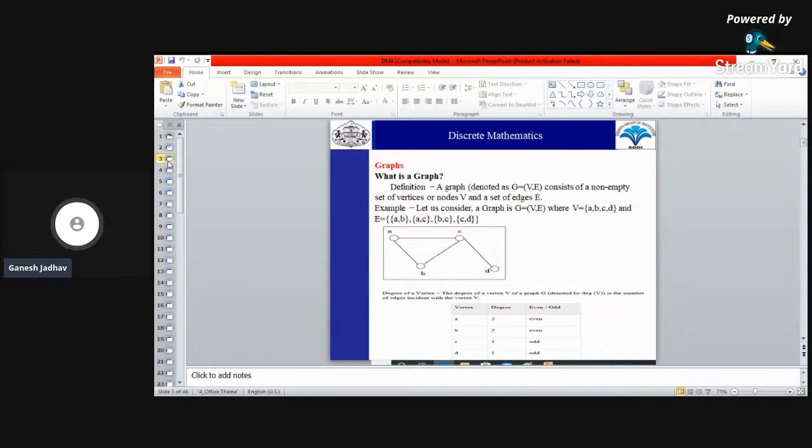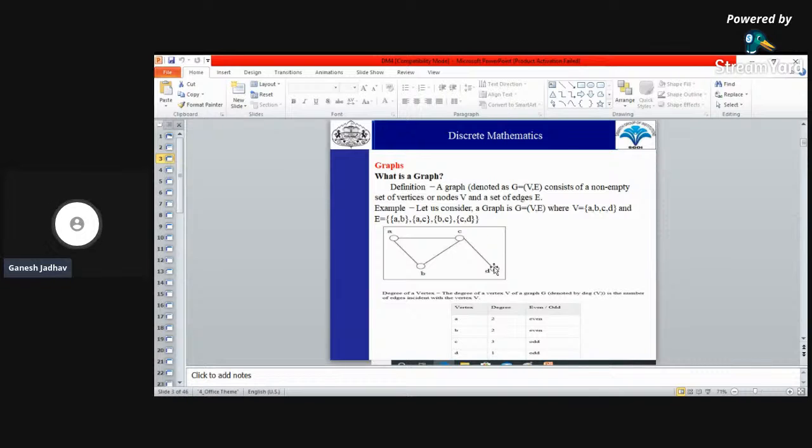So what is a graph? A graph is denoted as G equals (V, E). A graph consists of vertices and edges. This circle is a vertex, and these lines are the edges. A set of vertices or nodes: A, B, C, D. These are the four nodes.